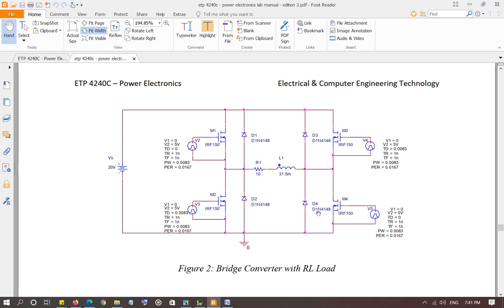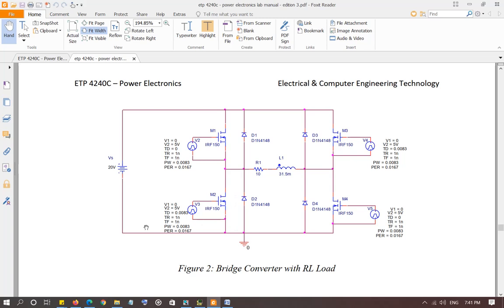When these switches, M1 and M4, turn off, diodes D3 and D2 become forward biased, and the current flows in the same direction as it was flowing, through diode D3, Vs, D2, RL, until it goes down to 0. And then these two switches will start conducting the current.